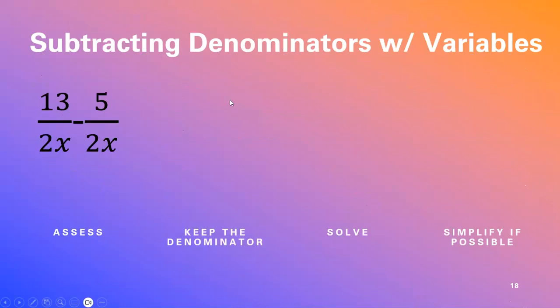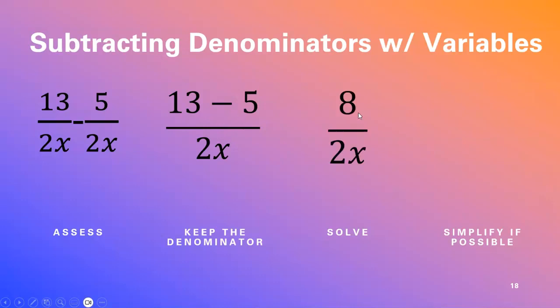If you have denominators with variables in it, like this example, you keep your denominator the same always. So 13 over 2x minus 5 over 2x. You keep your denominator of 2x, and then your numerator changes to 13 minus 5, which you can simplify to 8. So you have 8 over 2x, and you can actually simplify this to 4 over x, because you can take out a factor of 2 from both your numerator and denominator.